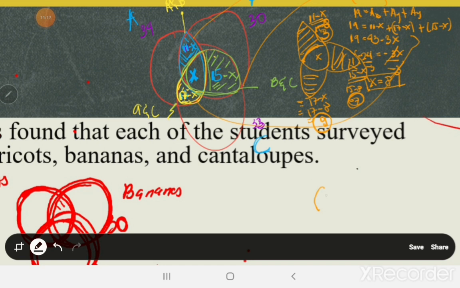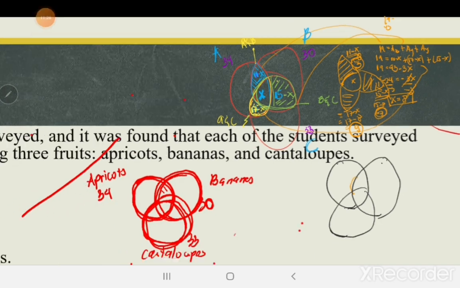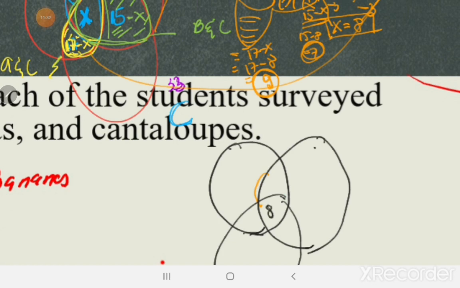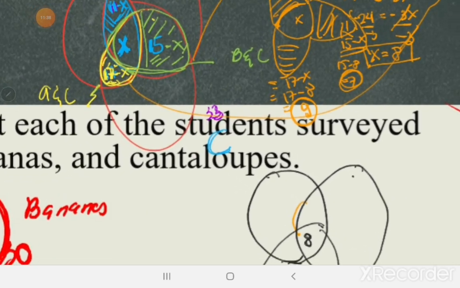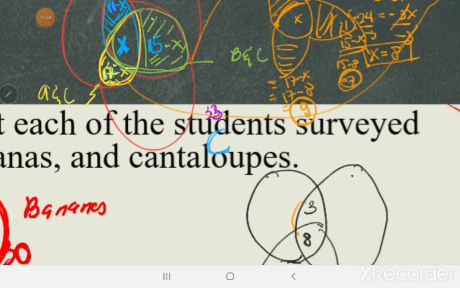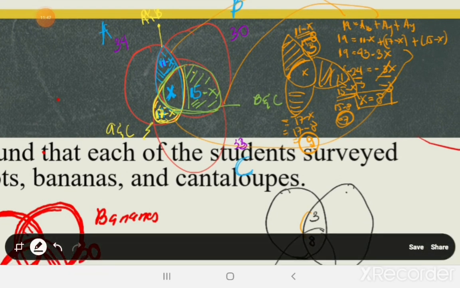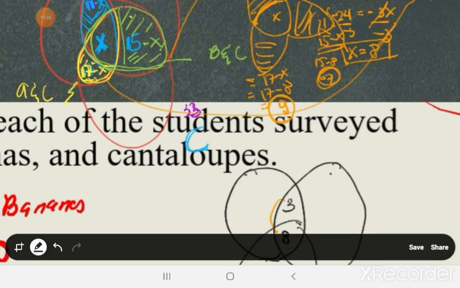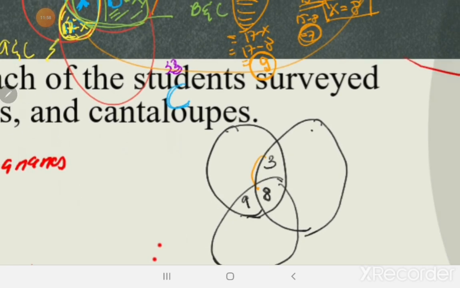So, we have x. Yung x natin is equal to our 8. X is equal to 8. My apricots and banana is equal to 3. And then, my apricots and cantaloupes is equal to 9. And my bananas and cantaloupes is equal to 7.